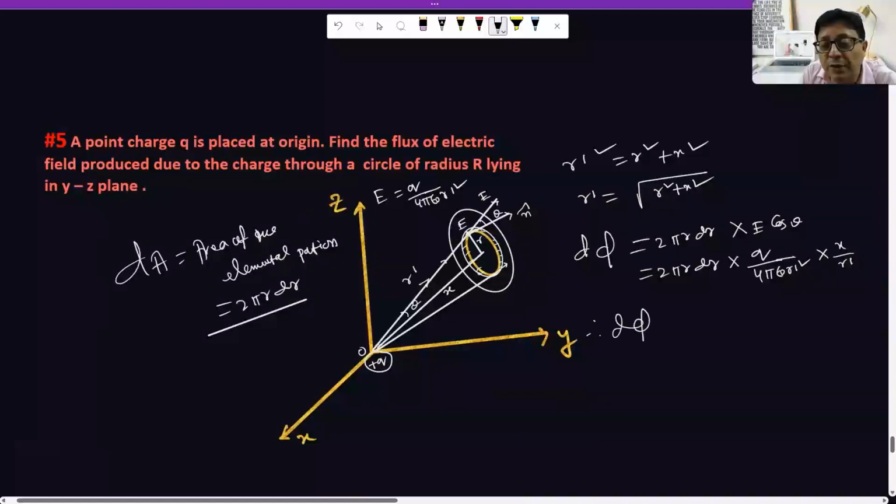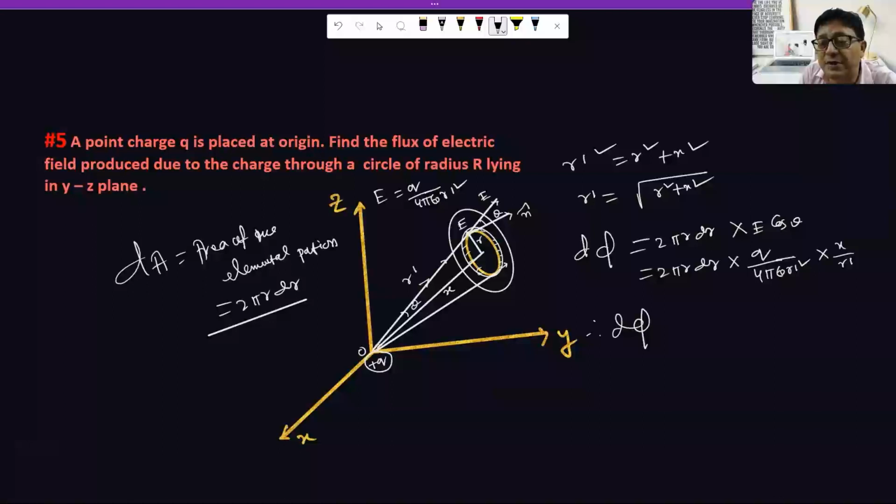So d phi equal to, let me simplify this expression first. r is variable. This 2 pi and 4 pi get cancelled. x is constant. Qx by 2 epsilon 0, r dr by r dashed square into r dashed. It will be r dashed cube. Got it? r dashed value I have written there.